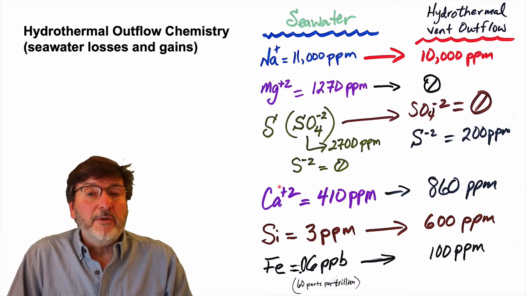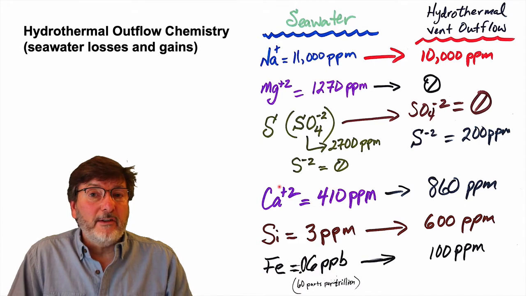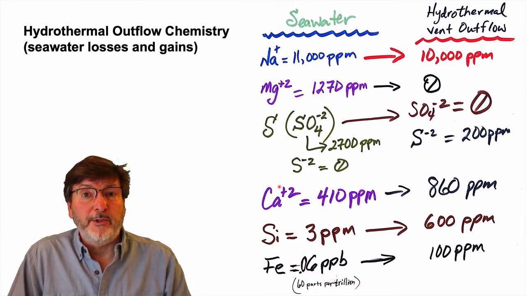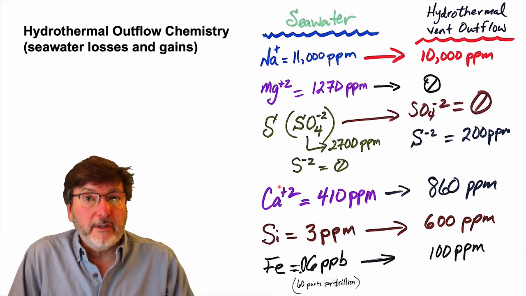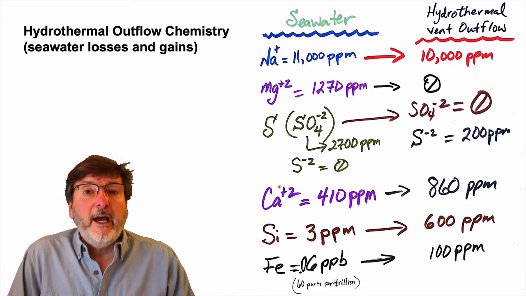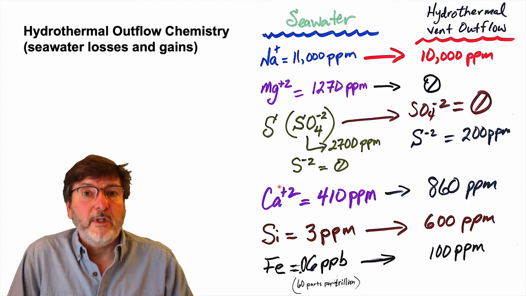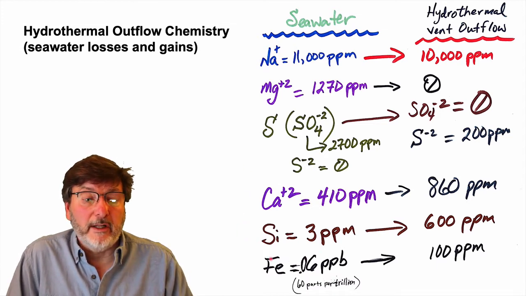And then calcium goes in at 400 parts per million, 410, and it's coming out at 800 parts per million, 860 parts per million. So the calcium is doubling. Where's the calcium coming from? Plagioclase feldspar. So sodium's going in, calcium's coming out, and pyroxene. So that augite. Calcium is coming out, magnesium is going in and exchanging to make chlorite, that clay.